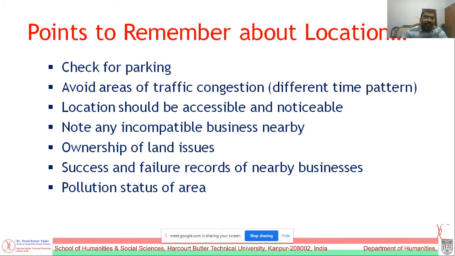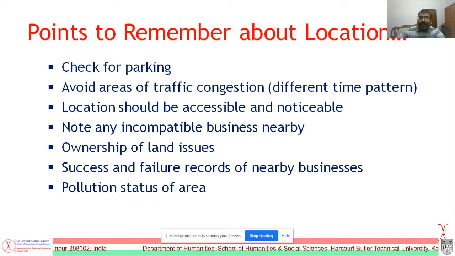Points to remember about the location when you select. Check for the parking, meaning the exact location. The point is that in Kanpur, if you choose the Dadanagar industrial area, you must understand whether parking is there or not. What is the traffic congestion? You must check the morning, evening, and daytime traffic load and traffic pattern at different times. You must understand this because this is very important just to select the exact location in a site.